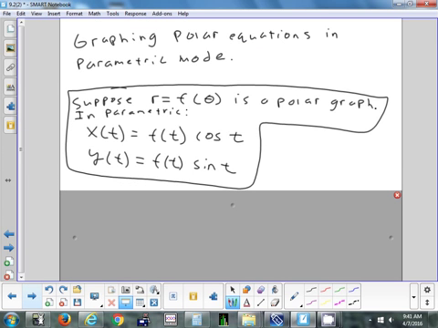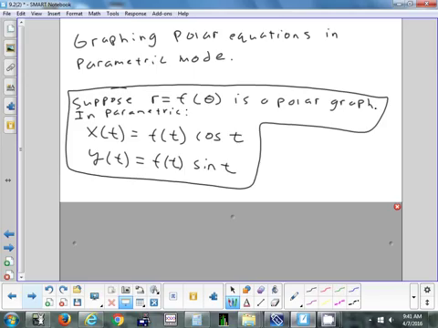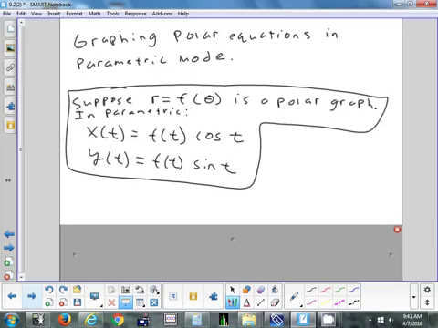So next thing we're going to look at is how to write a polar graph in parametric. We're not going to go through too much of the proof, why this is true. But if you have a graph in polar, so you have r equals something, and you want to convert polar to parametric, the first thing you have to do is change your letter. Polar, we use theta. Parametric, we use what letter? T. Okay, so that's step 1. Change all your letters to t's.